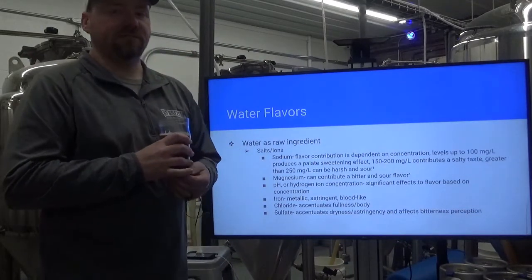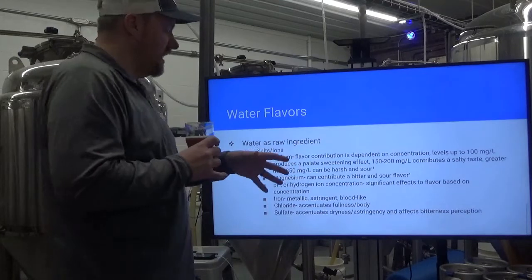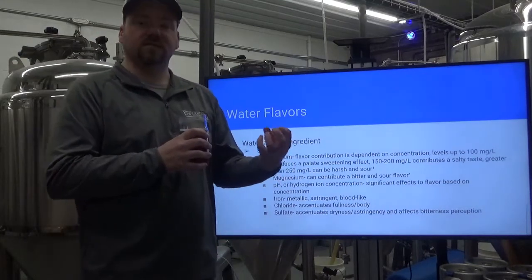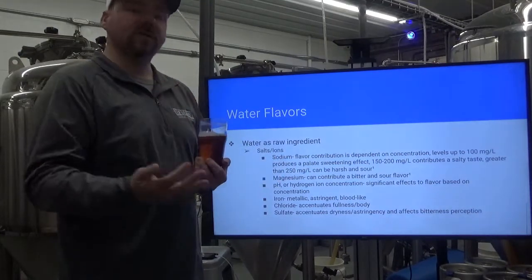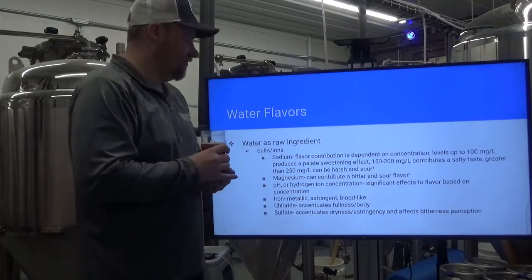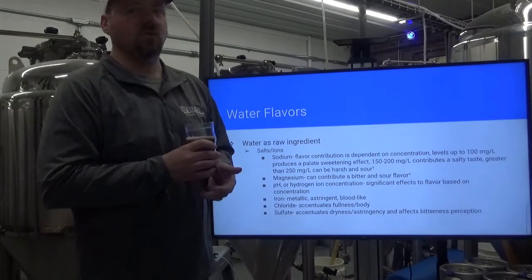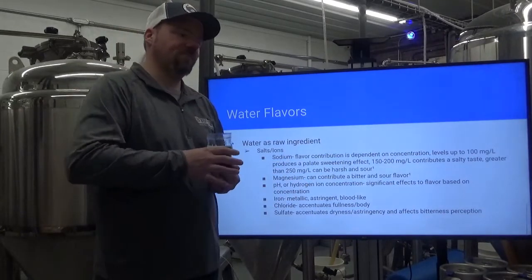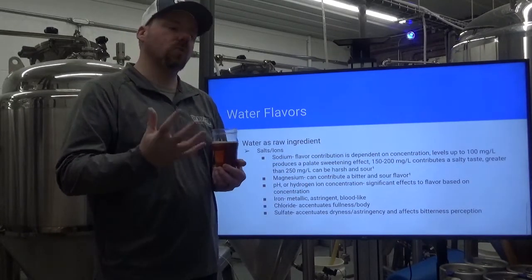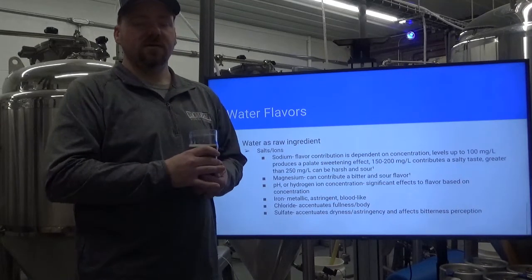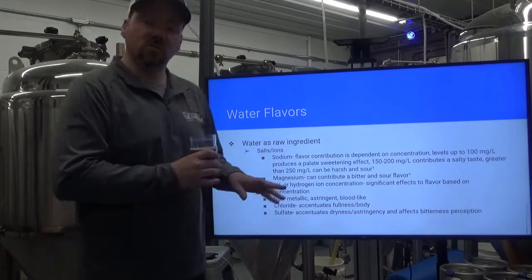Chloride, which is the negative salt, accentuates body and fullness. It really does give that mouthfeel roundness to it. And then sulfate is going to be the ion that accentuates dryness or bitterness. For hoppy beers, you really want a higher sulfate concentration as opposed to chloride.